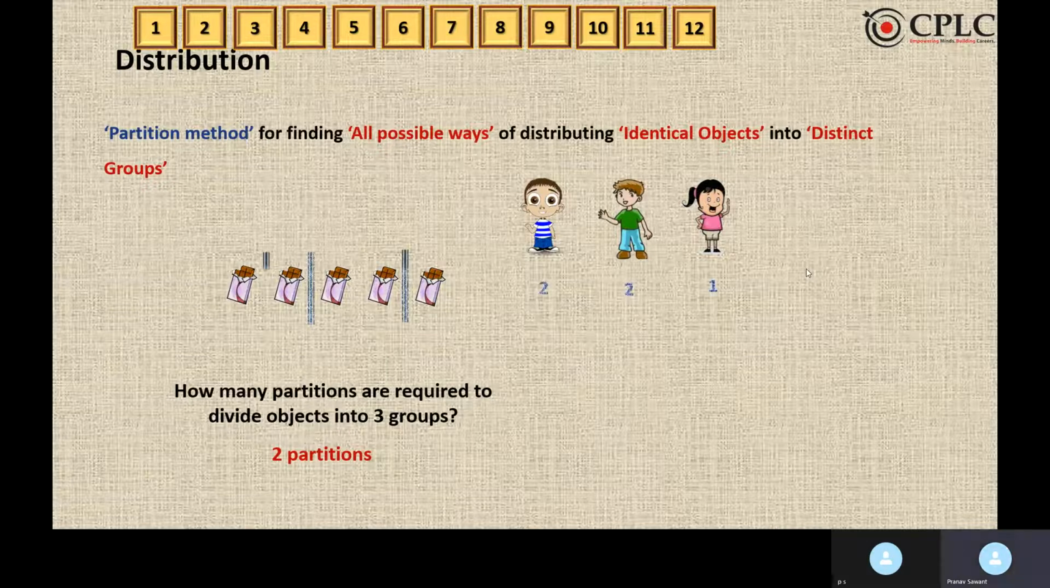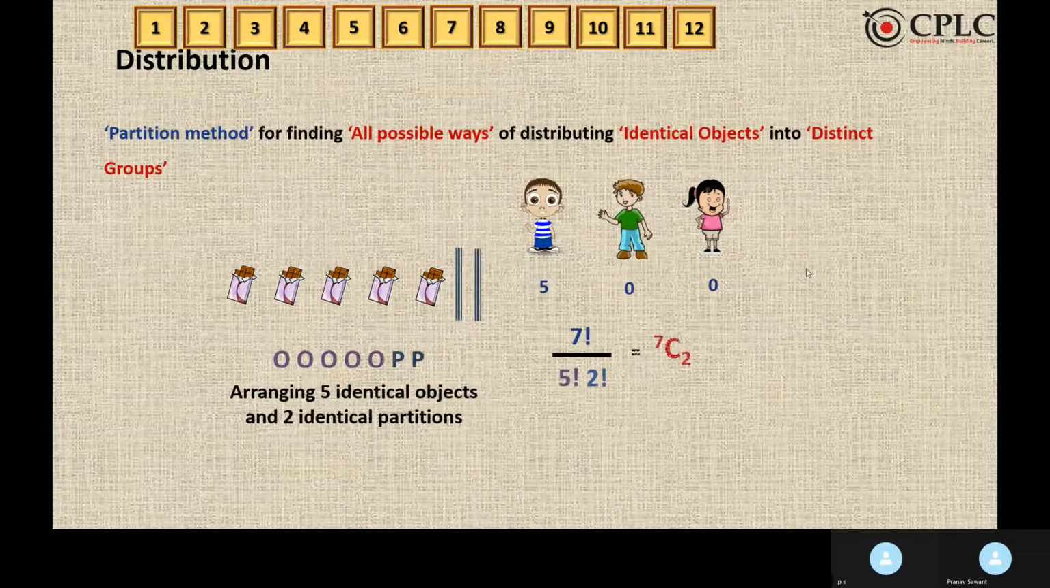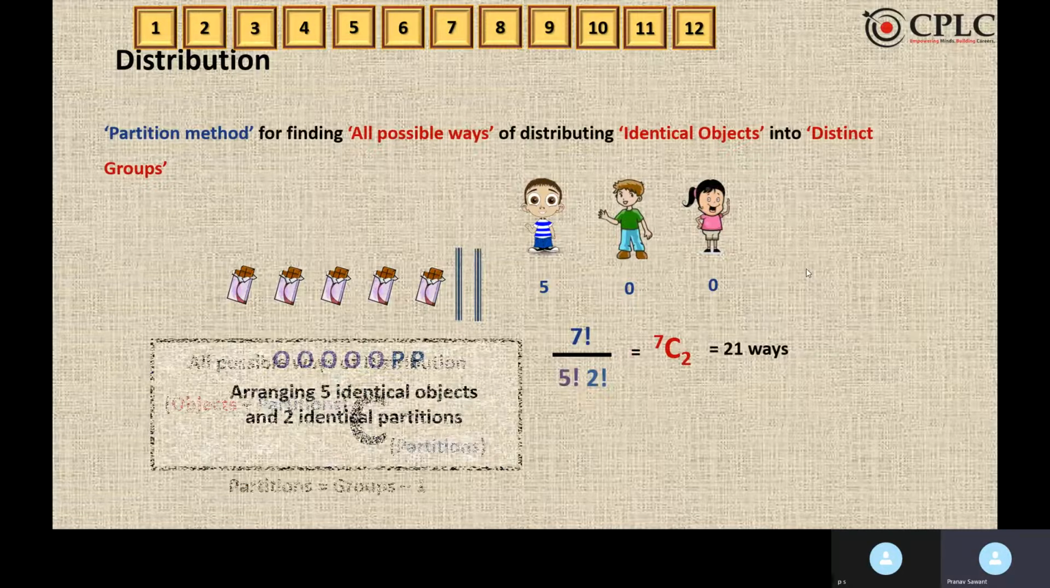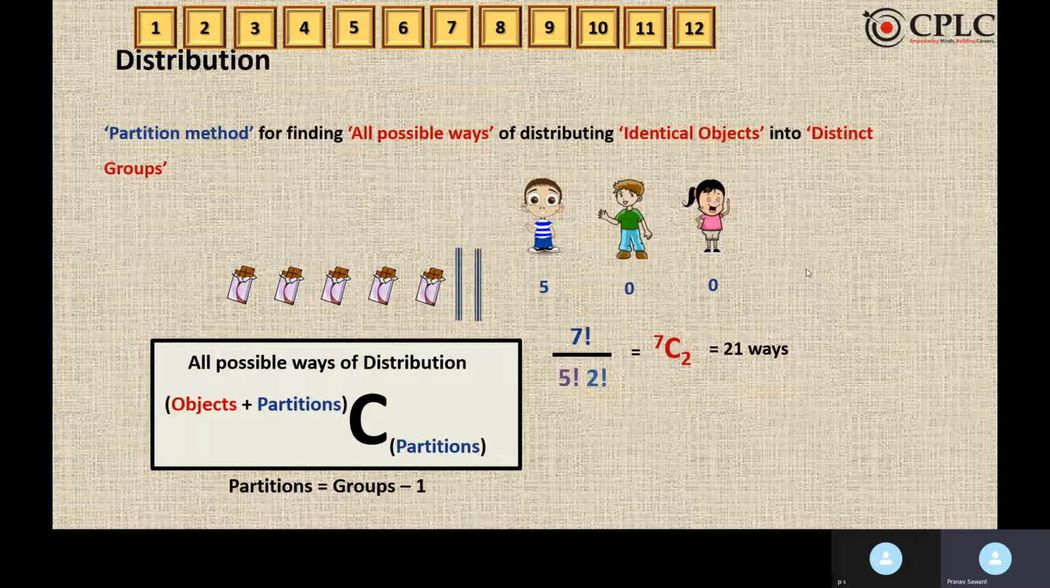There's a formula for partitions also. The number of partitions is groups minus 1, and all possible ways of distribution would be (objects plus partitions) C partitions. So over here it is going to be 5 objects plus 2 partitions, that is 7 C, and we have 2 partitions, so it is going to be 7 C2. That is 21 ways. So this is another way of solving the previous question. Let's move to the next question.